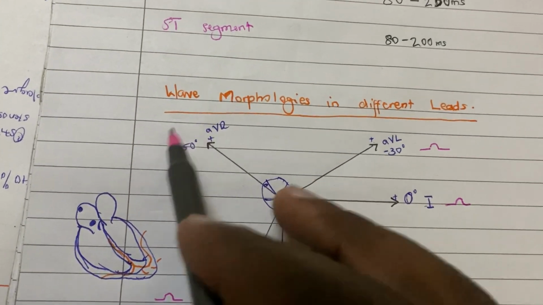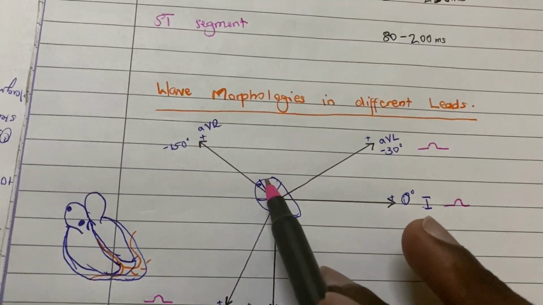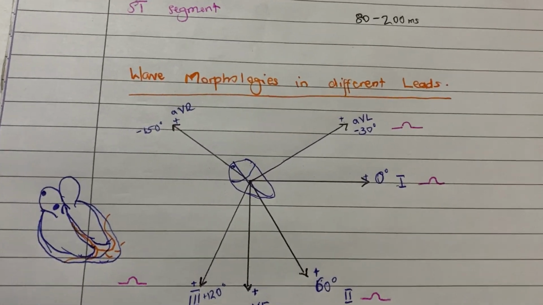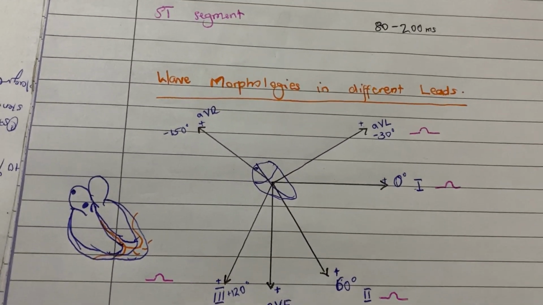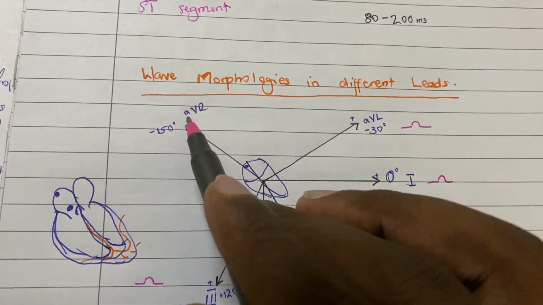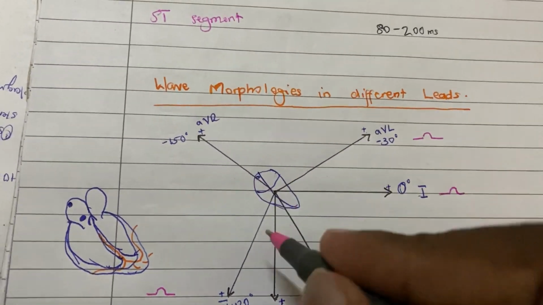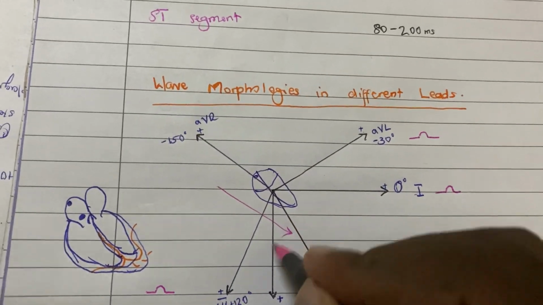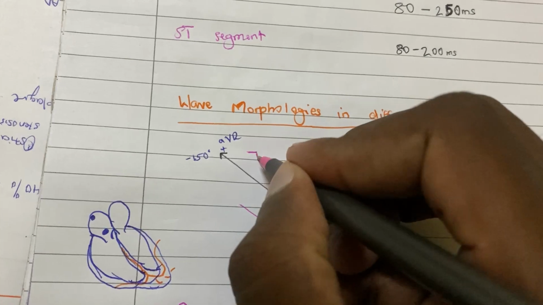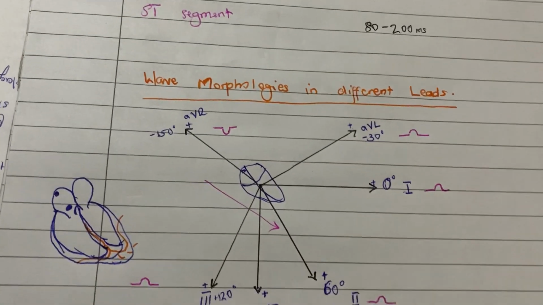And now what is happening in AVR? It is going away. How do we produce a negative deflection? When a wave of depolarization moves away from a positive electrode. So for AVR, the positive electrode is this side and depolarization is going in this direction. So it is moving away, so it will be a negative P in AVR.